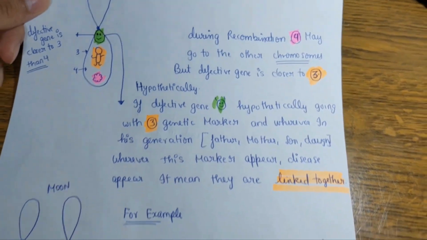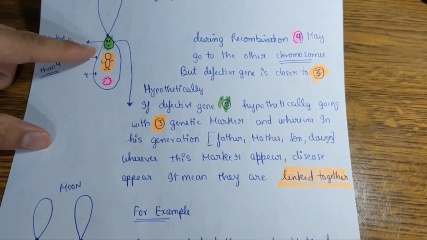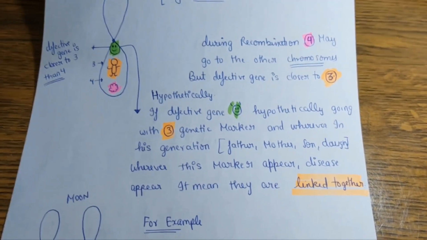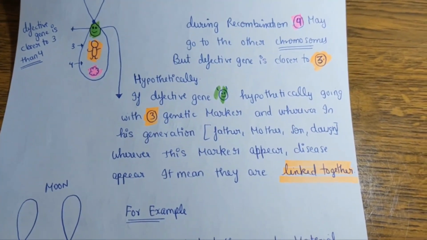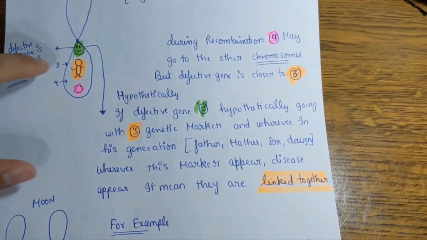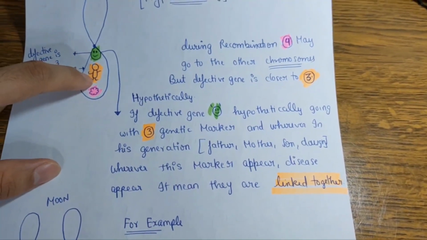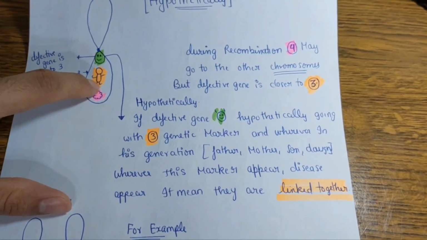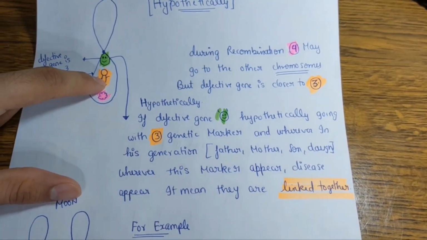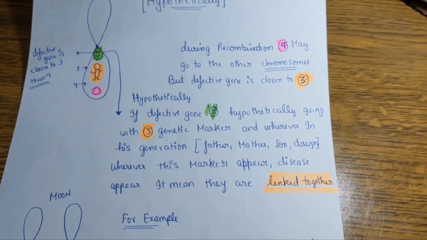So hypothetically, if a defective gene goes with genetic marker number 3, and wherever in the generation, whether father, mother, son or daughter, whenever this marker, this orange color marker, appears, the disease appears, it means that the disease-causing defective gene and genetic marker number 3 are linked together.